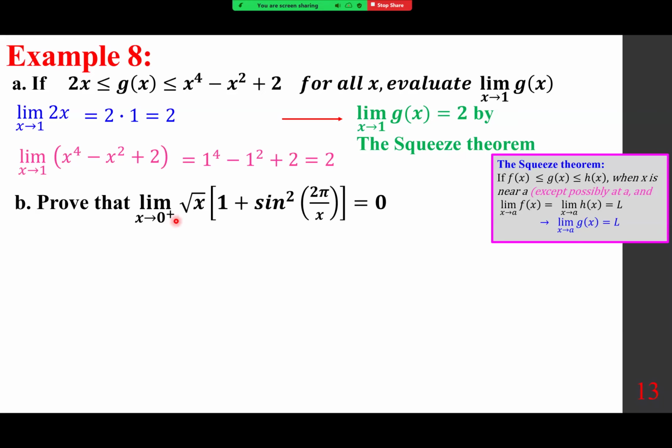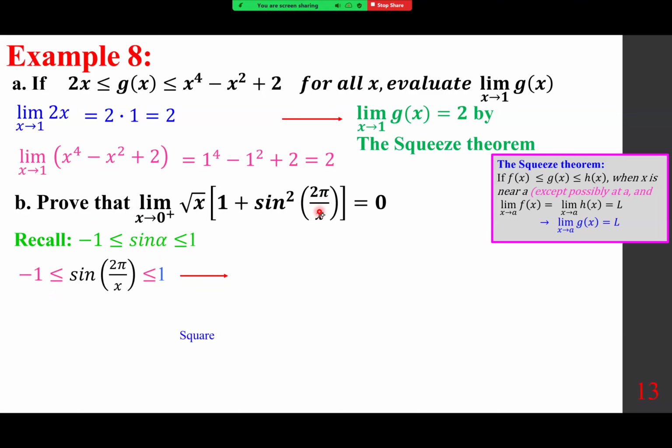Prove that the limit as x approaches 0 from the right of square root of x times the brackets 1 plus sine squared 2 pi over x equals 0. For this you have to use a trick, if you will. We know that sine is always between negative 1 and 1. Now we are going to make this expression using this one. The fact that sine is between negative 1 and 1 makes any sine between negative 1 and 1, including sine of 2 pi over x.